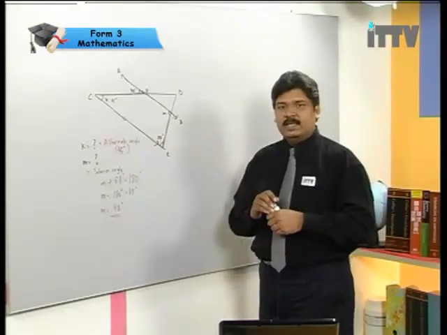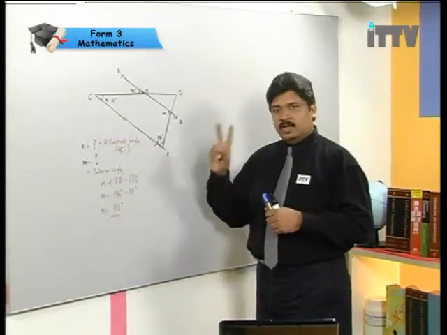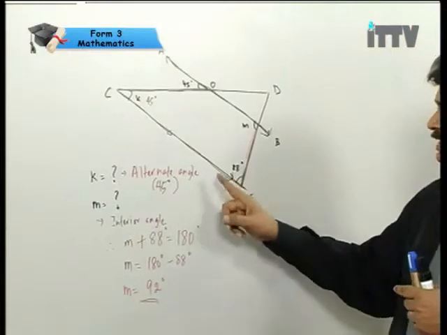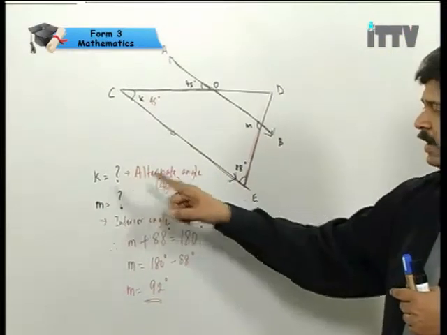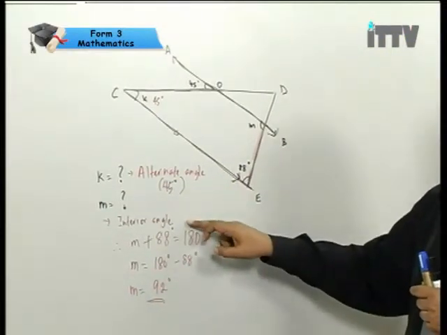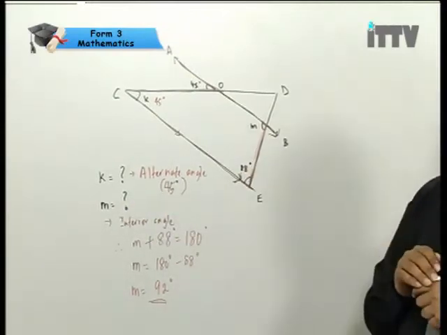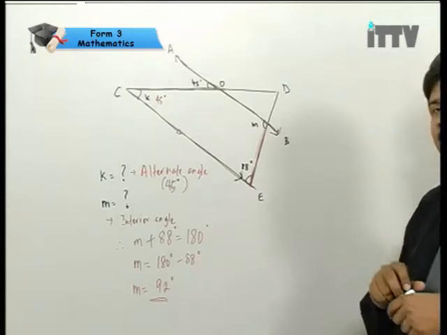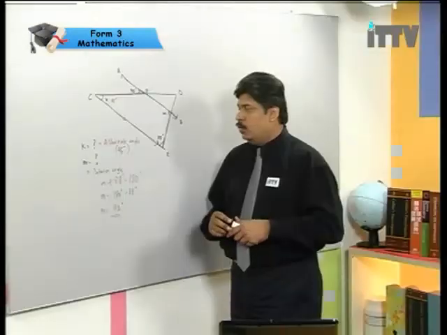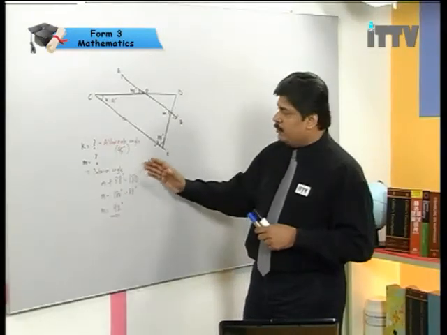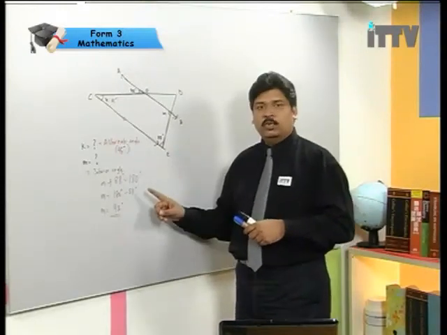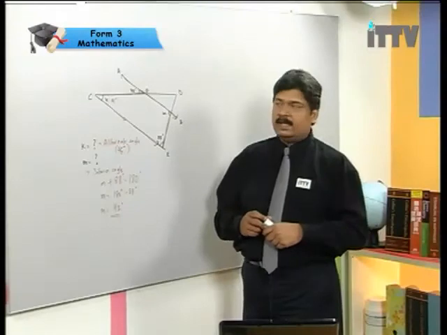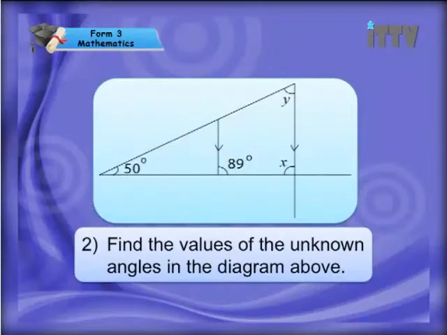So can you see in this particular question, two types of angles are coming into play. Firstly, alternate angles for K, and next, interior angles for M. So this is how you tackle questions dealing with parallel lines. Well, boys and girls, I hope you have taken down some important notes here. Now, let us turn our attention to question number 2.